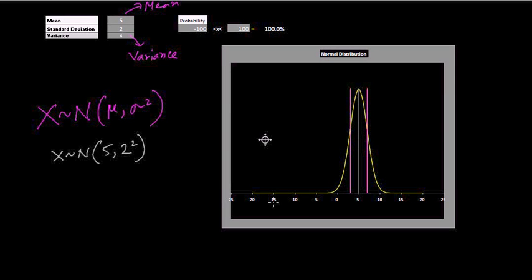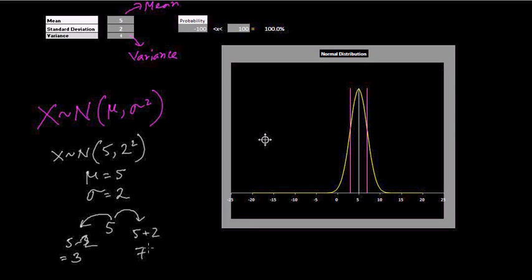One standard deviation means, if the standard deviation is 2 and the mean is 5, from 5 if you go 2 steps backwards, that means 5 minus 2, which is 3. If you go one standard deviation forward, it would be 5 plus 2, because the standard deviation is 2, that would be 7. So this particular value here is 3, and this particular value here is 7. So this is the idea. It's a very important concept.